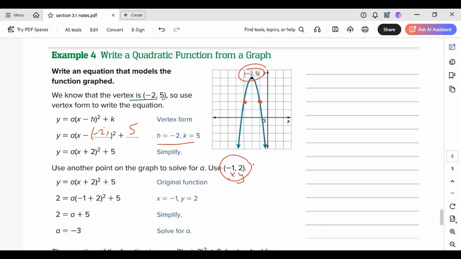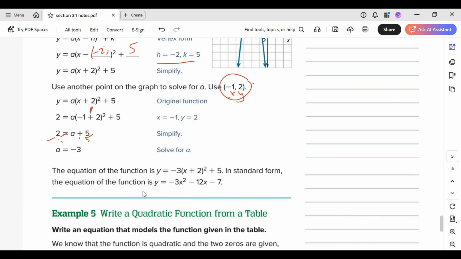So they wrote 2 equals a, parentheses -1 plus 2, close squared, plus 5. They did the math inside. -1 plus 2 is 1, and 1 squared is 1, and 1 times a is a, plus 5. And then they subtracted the 5 over to get an a value of -3. So now we know our a is -3. We know our h and k values are -2, 5.